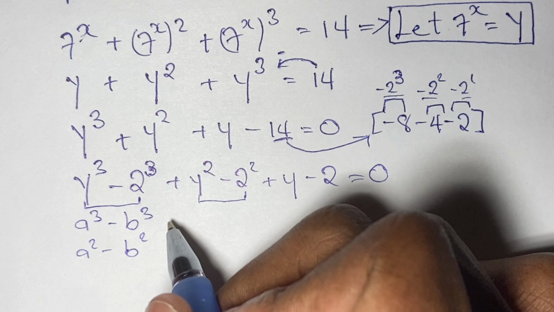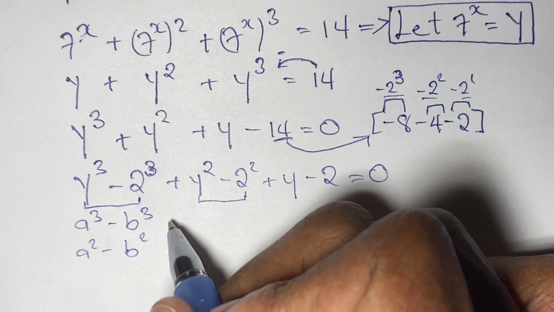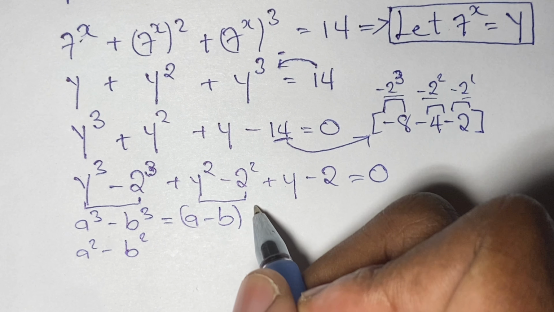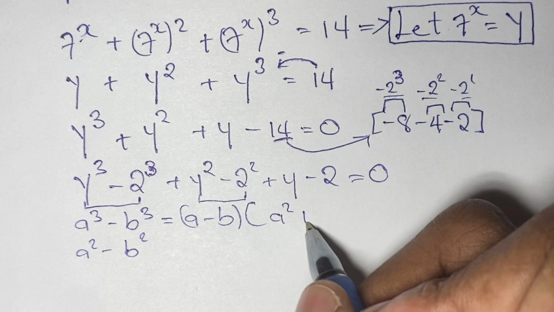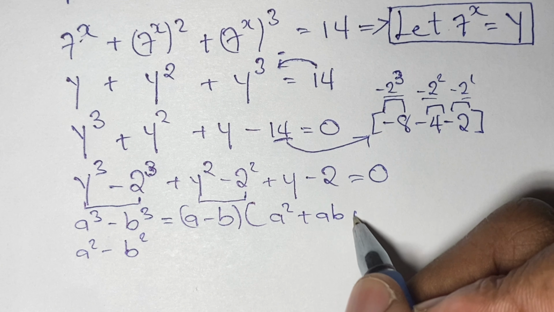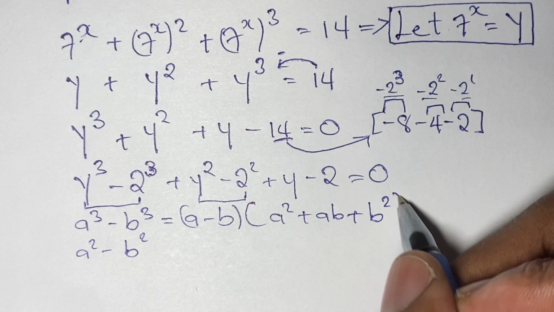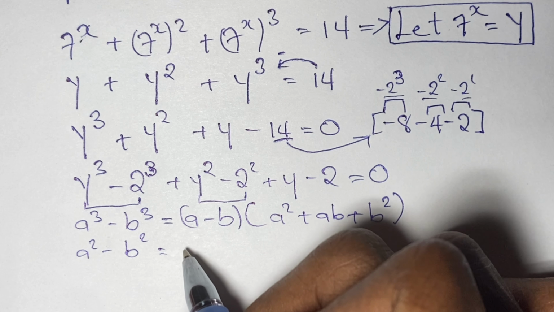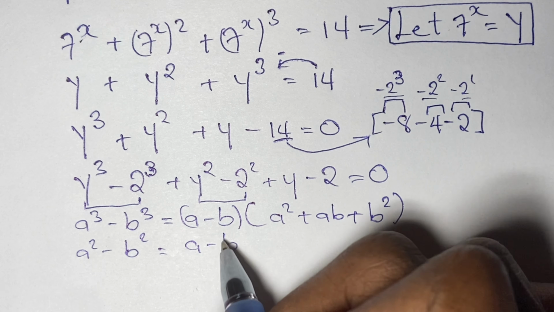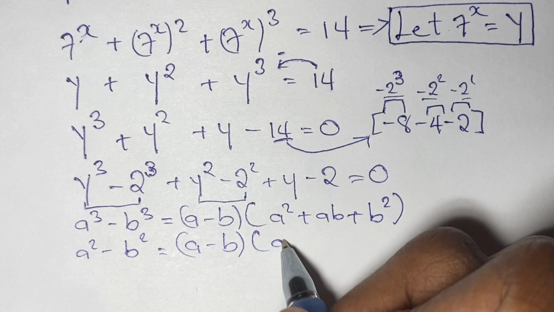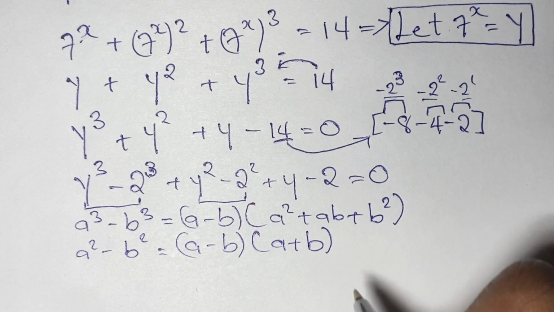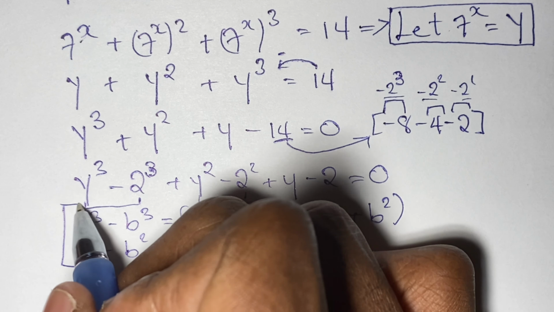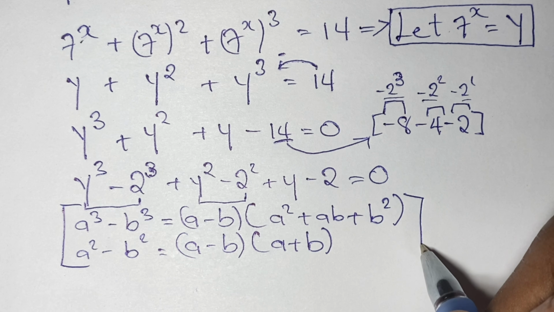Now let us look at the difference of two cubes. The difference of two cubes is expanded by having a minus b in brackets, and another pair of brackets will say a squared plus ab plus b squared. And now the difference of two squares is expanded by having a minus b in one set of brackets, and the other set of brackets will have a plus b. So in order to solve this equation, we need to learn how to expand these expressions.